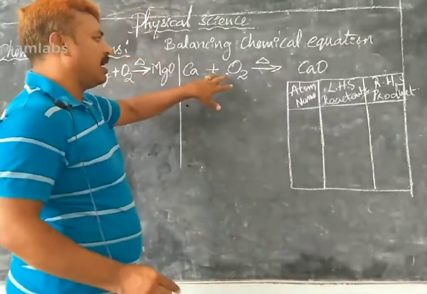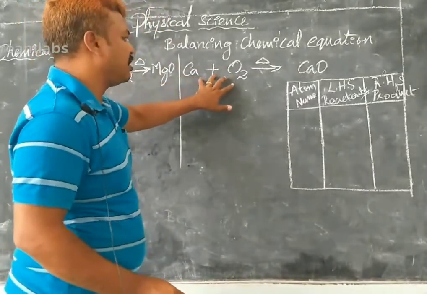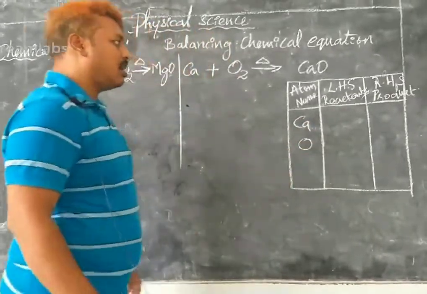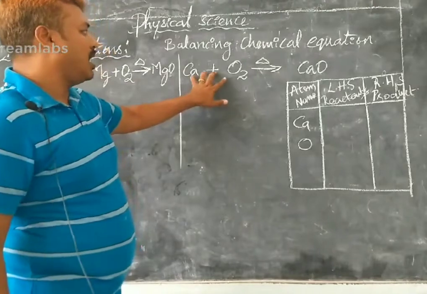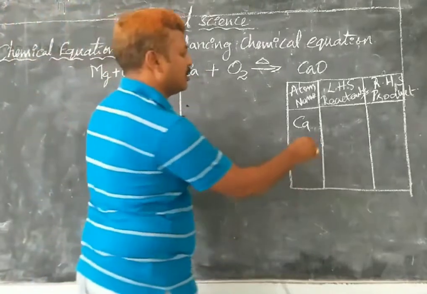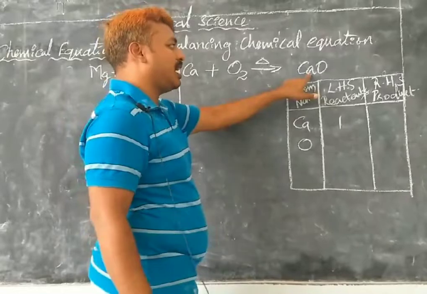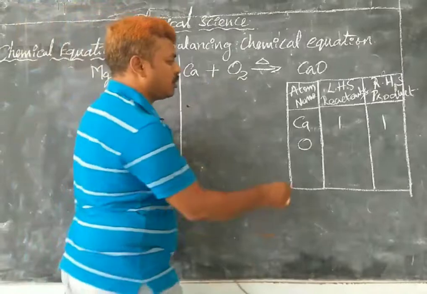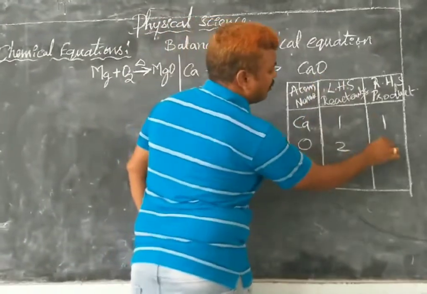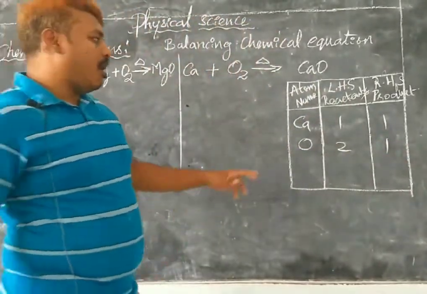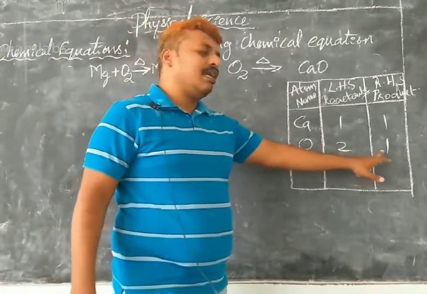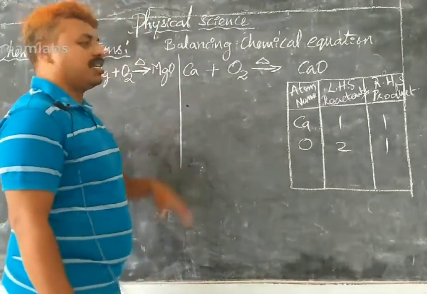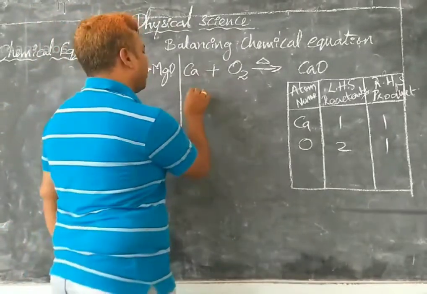What atoms are present? In this equation I have calcium and another atom, oxygen. Now check: on the left hand side how many calciums are there? 1. On the right hand side how many calciums? 1. On the left hand side how many oxygens? 2. On the right hand side how many oxygens? 1. Now oxygens are 2 on the left hand side and 1 on the right hand side. Now what we need to do is change this equation by balancing it.